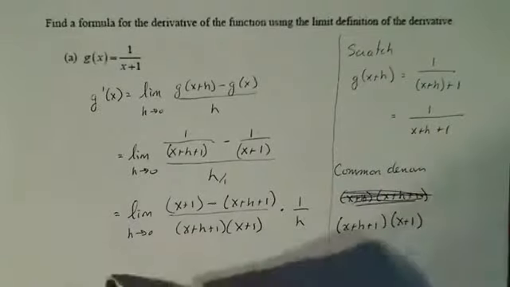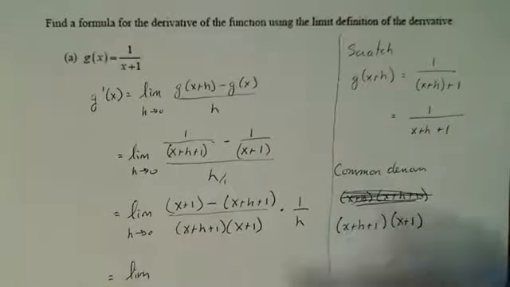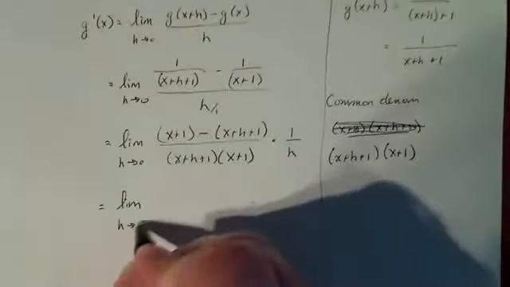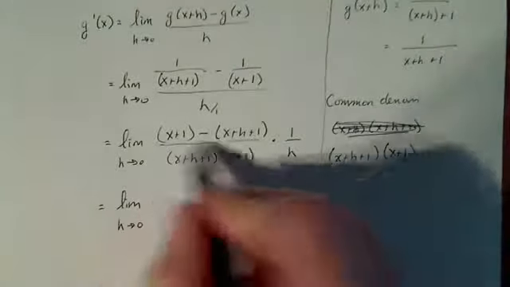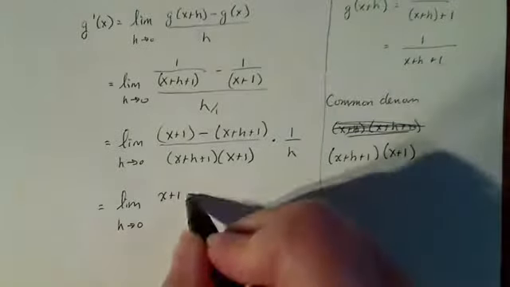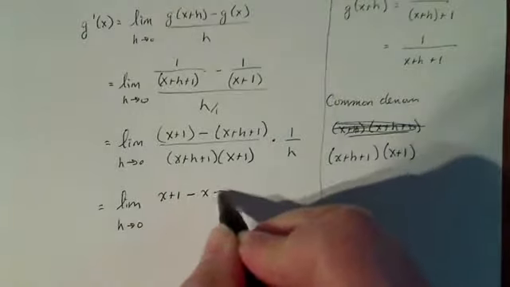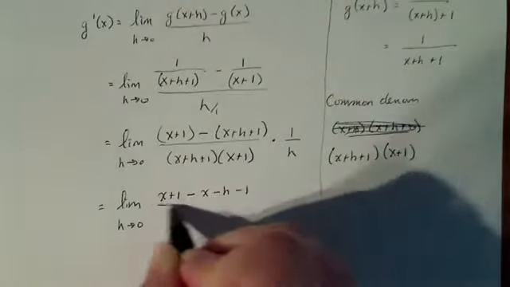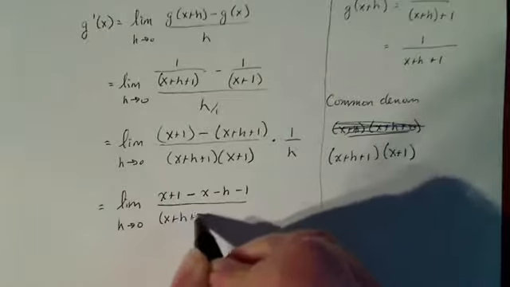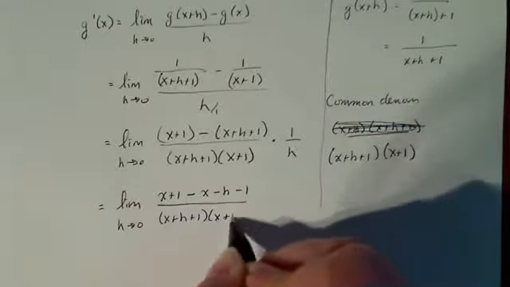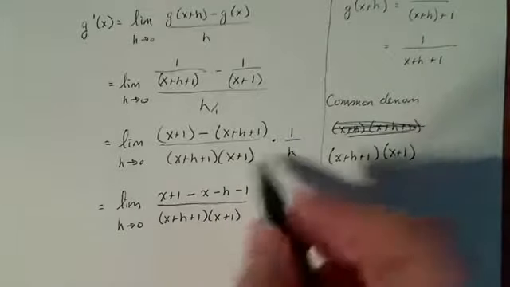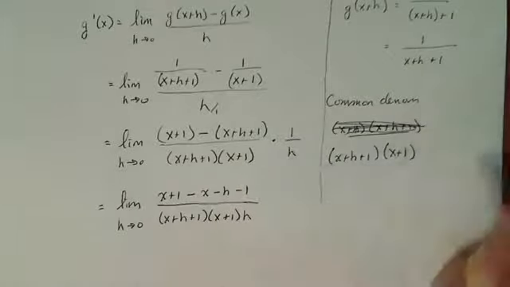Now I'm just going to keep doing some algebra. The limit as h goes to 0. Now I'm just going to take this calmly. Get rid of the parentheses, so distribute that negative: minus x minus h minus 1. I'm going to leave the denominator as it is, x plus h plus 1 times x plus 1. Then I'm going to multiply the numerator by 1, which leaves it the same. Multiply the denominator by h. And that's what I got going on.